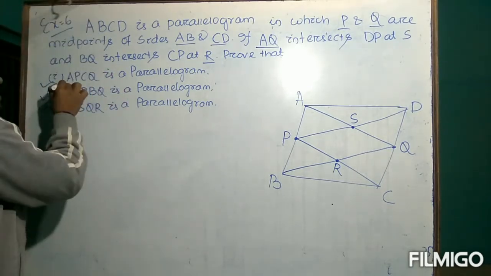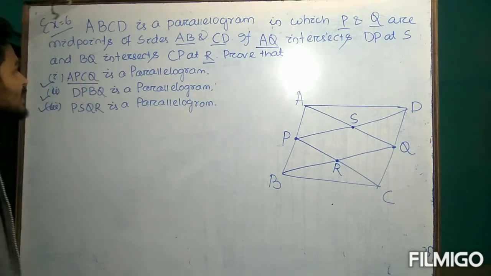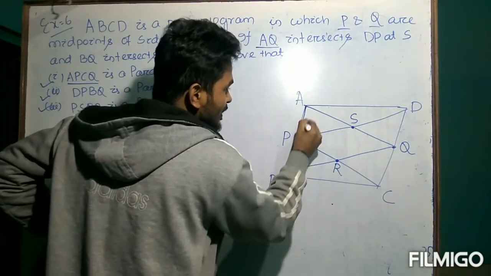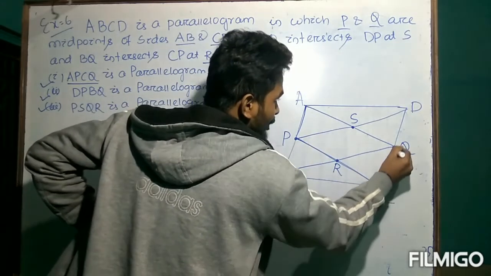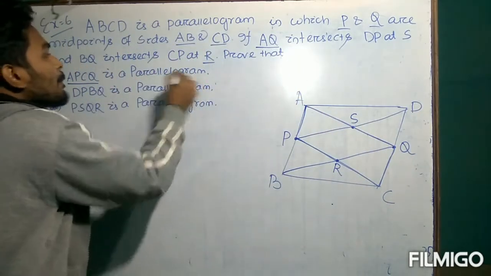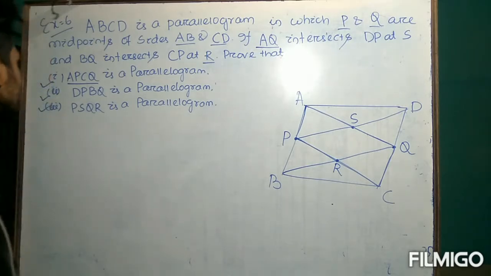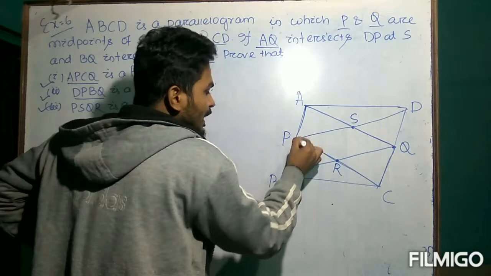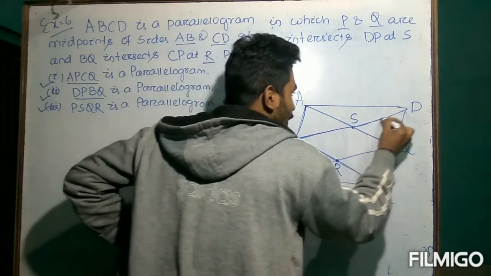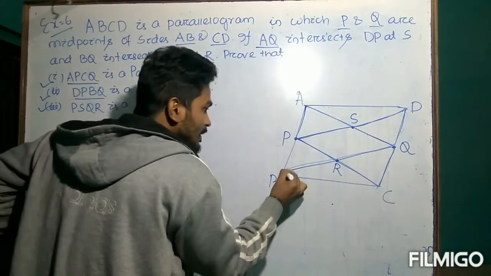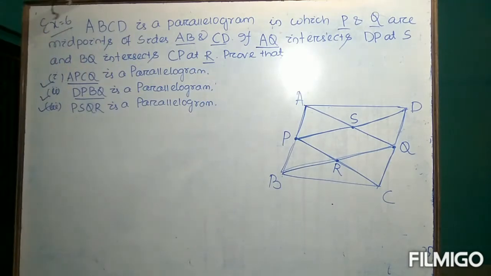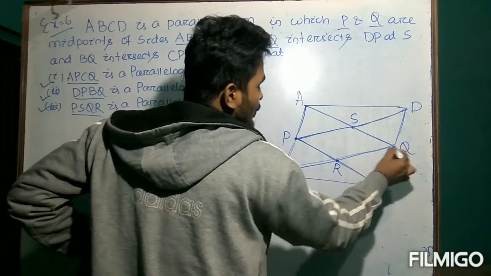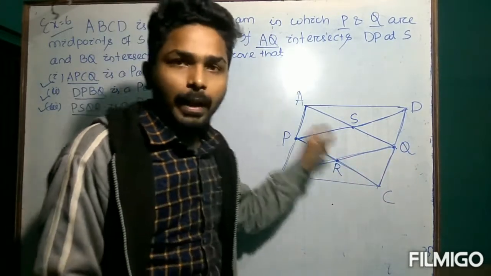So what are the statements? First statement, we have to prove APCQ. That means this is APCQ, right? APCQ is a parallelogram. Secondly, we have to prove DPBQ, this quadrilateral DPBQ, right? This is a parallelogram we have to prove. And lastly, we have to prove PSQR is also a parallelogram.